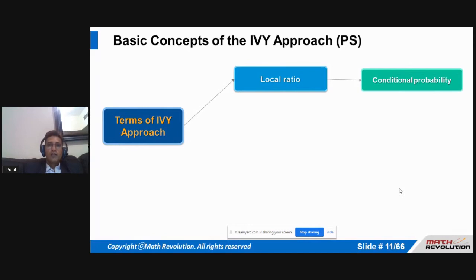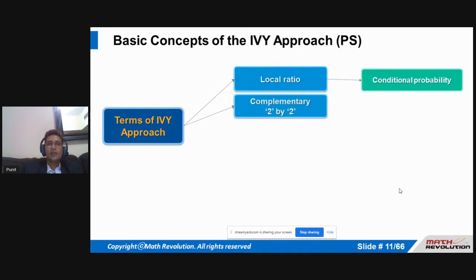So local ratio is usually dealt into conditional probability. That is one of the most important topics, and it is asked in GMAT. I have also found that most students often struggle with this. It's not probability, it's conditional probability, exactly. So that has to be taken care of.